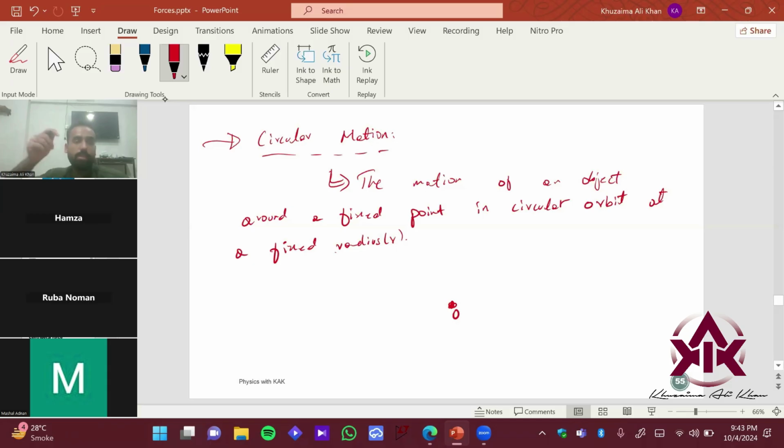Imagine that this is your center of rotation. Let's say this is the person standing who is rotating the rope over here, and this is the object which is rotating, right? So this is basically moving in a circular motion. This is the rope over here, and it is moving at a constant radius r. This is radius r. Okay, and this motion produces a certain force that is called centripetal force, right?